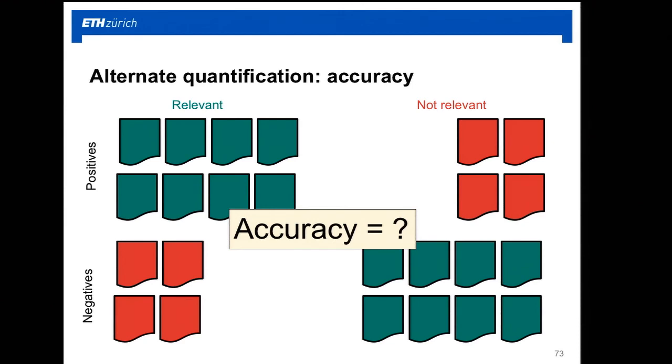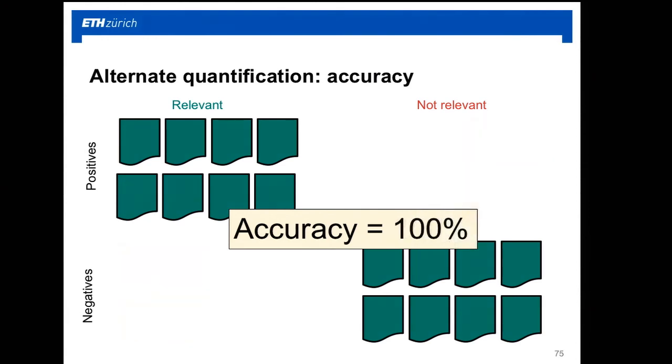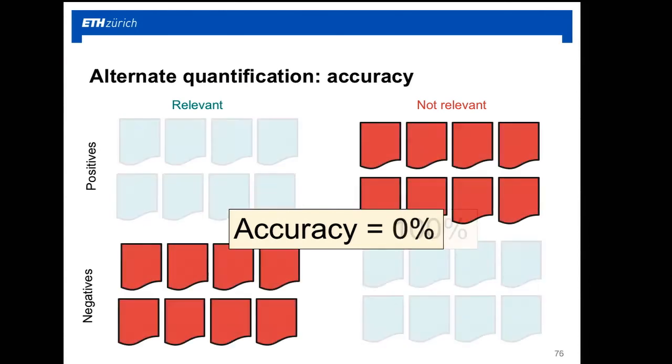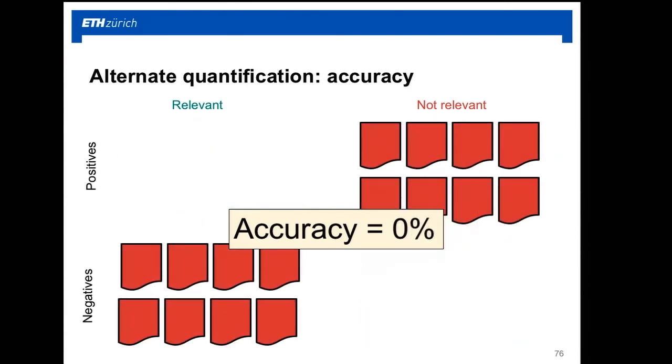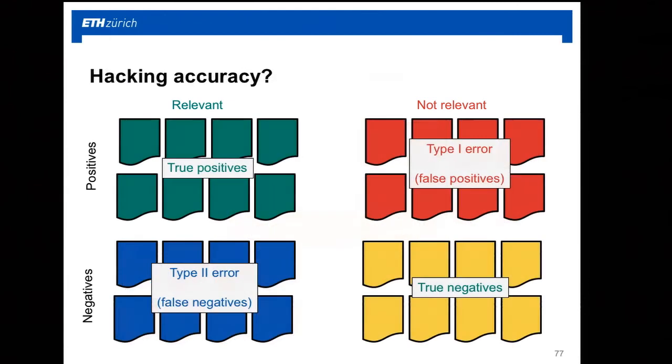Anybody? Any number? In percent? Yes? 2/3. Yes, 2/3. Exactly. It's the green divided by everything. This is 100%. This is your dream search engine. Your dream search engine returns the relevant documents and doesn't return the non-relevant documents, right? Accuracy 100%. This is 0%. Right, this is not good at all.